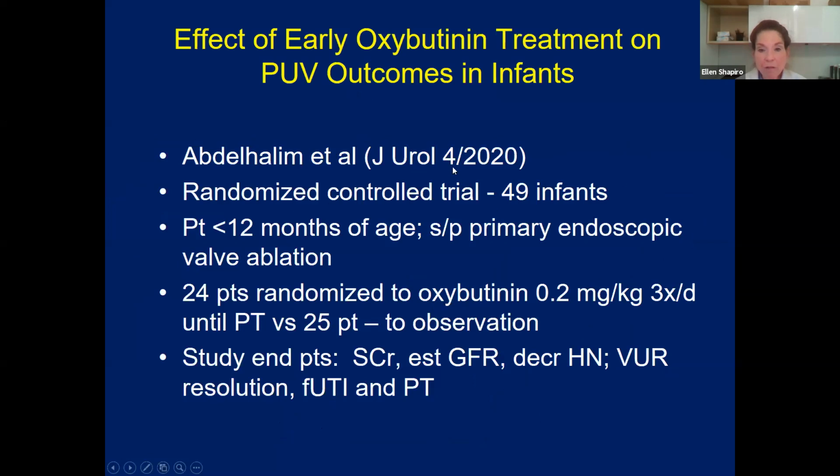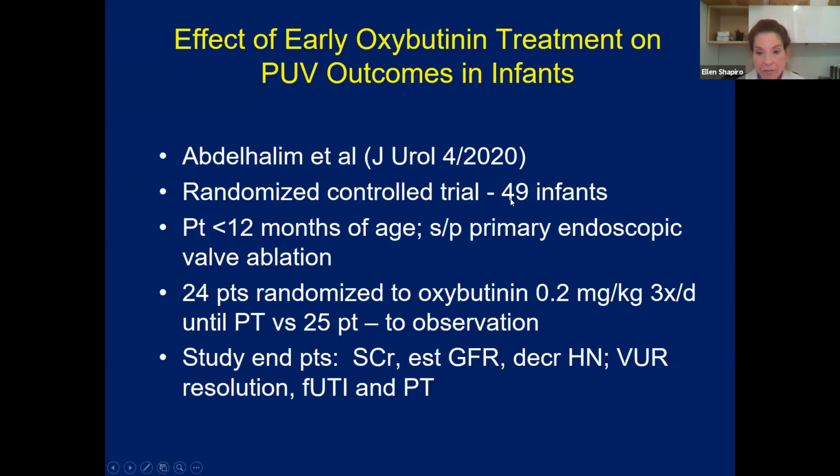So this is hot off the press. I have had some time to read the journal. This is April 2020. It was a randomized study looking at the effect of early oxybutynin treatment on posterior urethral valve outcomes in infants. There has been a lot of anecdotal use of oxybutynin. We've all used it from time to time in various settings when we're concerned about the appearance of the upper tracts, but we know that the valve resection has been complete.